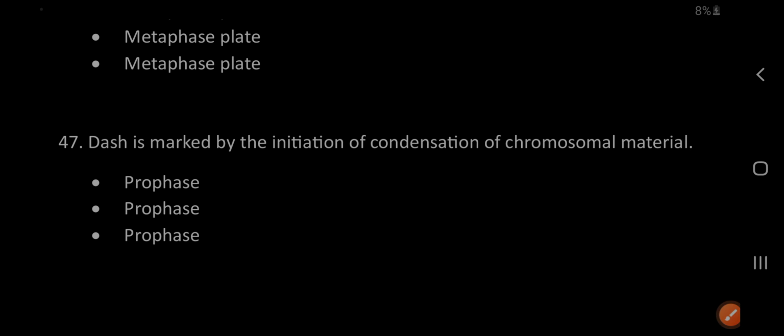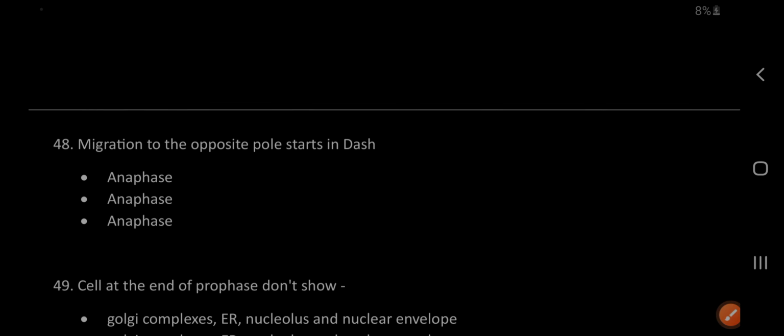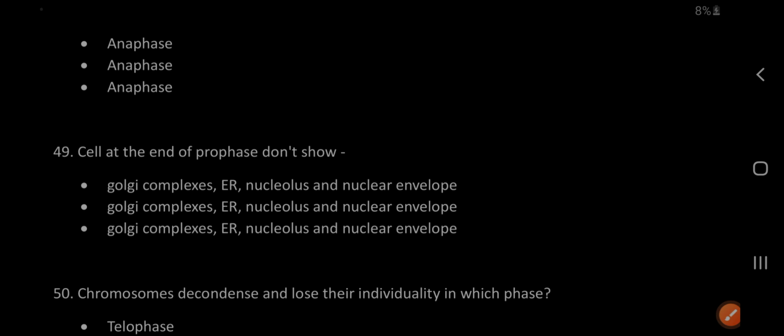Dash is marked by the initiation of condensation of chromosomal material. Prophase. Migration to the opposite pole starts in dash. Anaphase. Cell at the end of prophase don't show Golgi complex, endoplasmic reticulum, nucleolus and nuclear envelope.